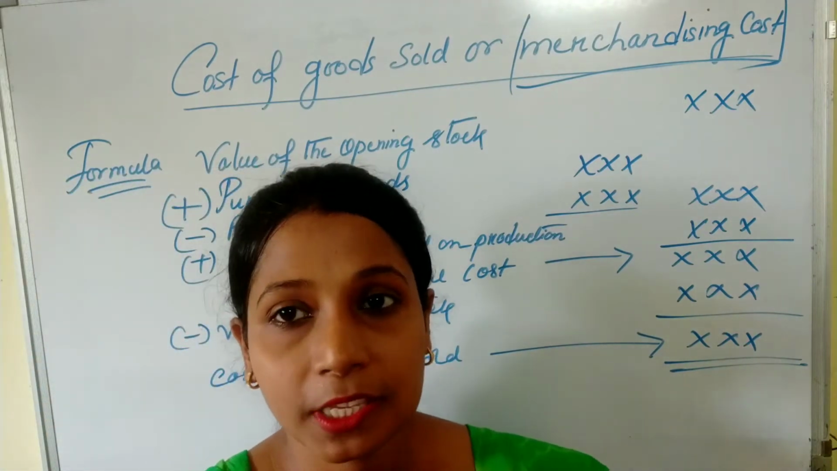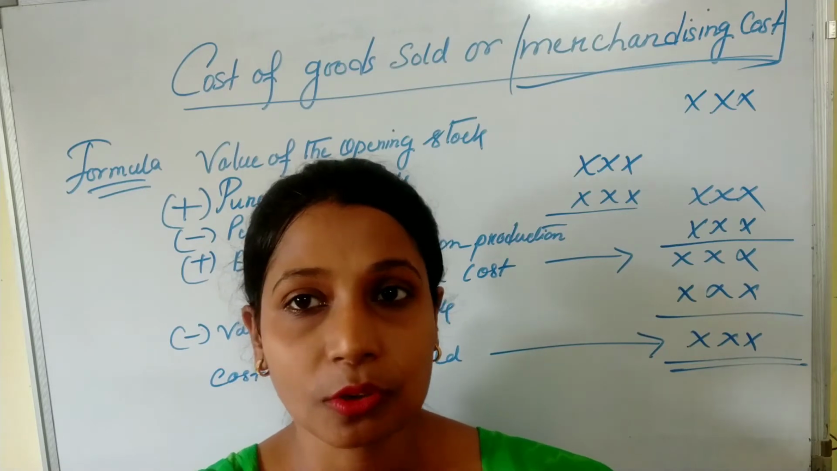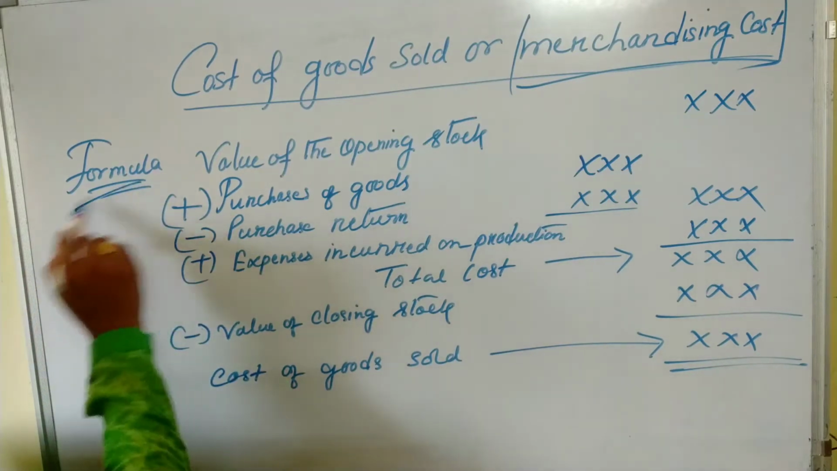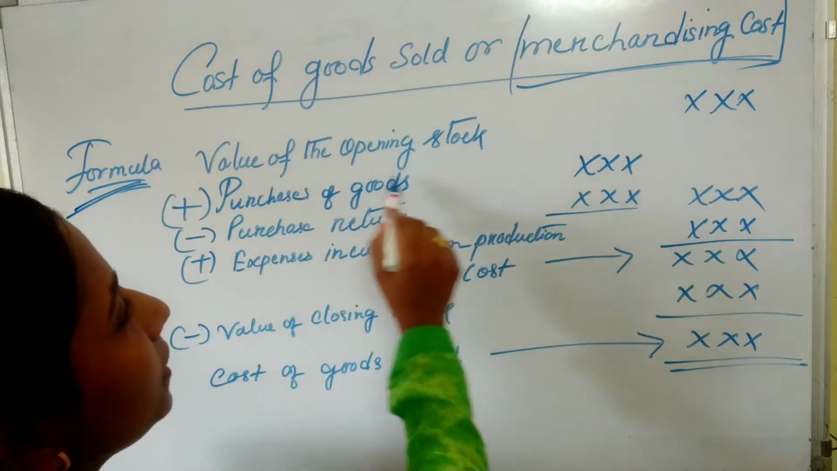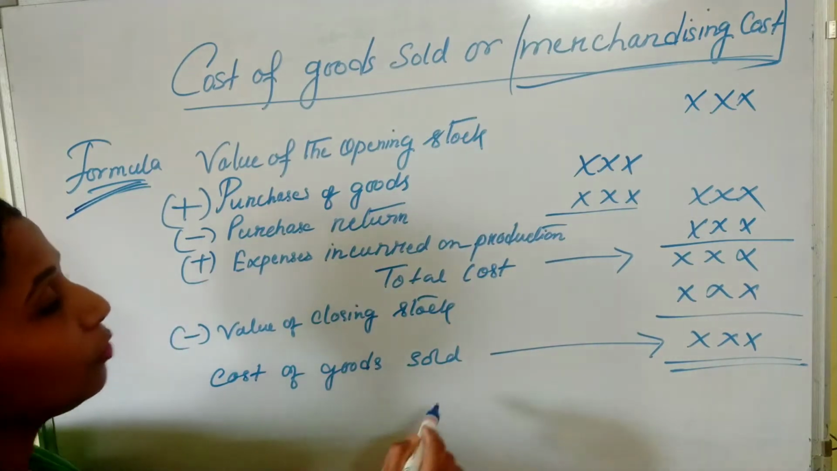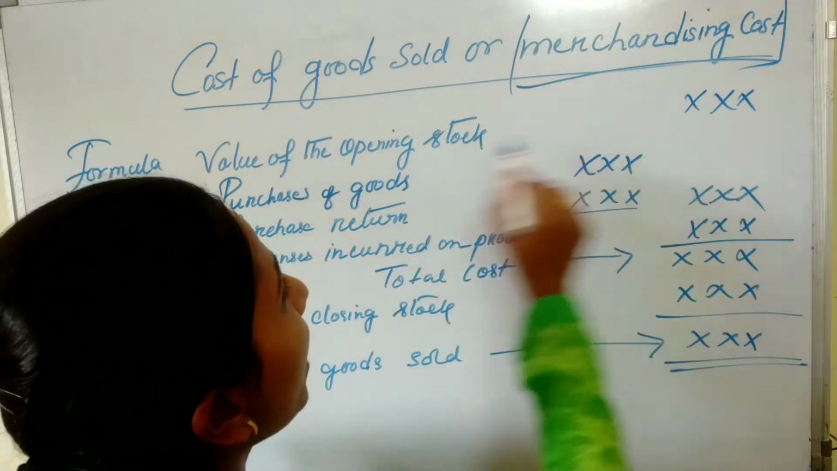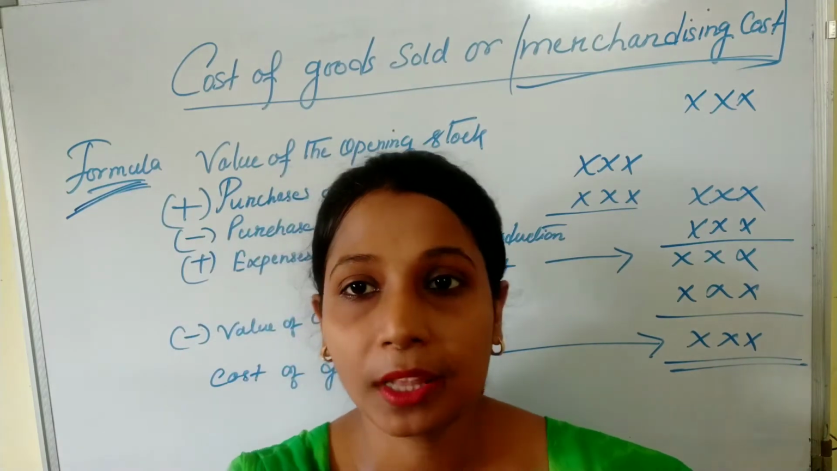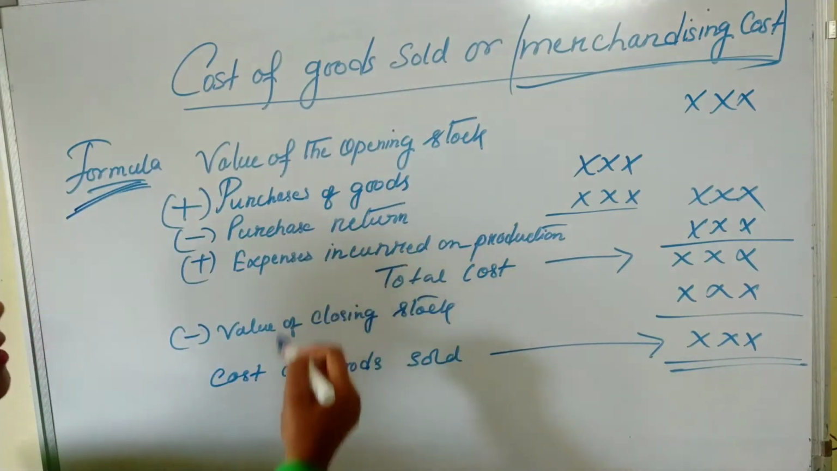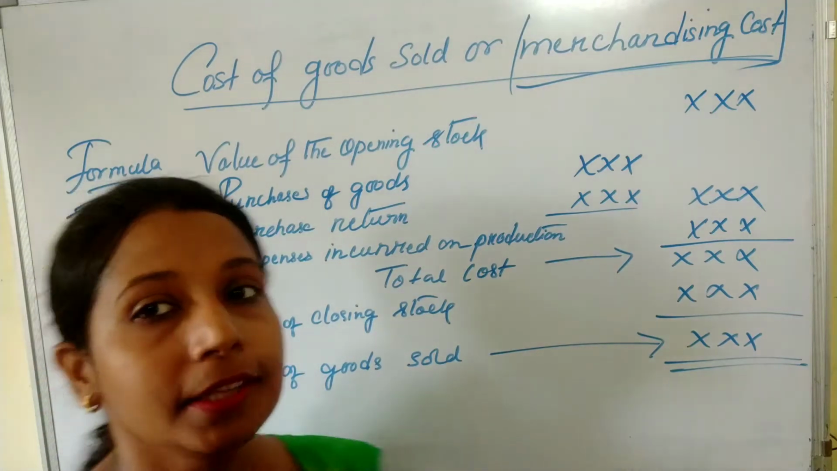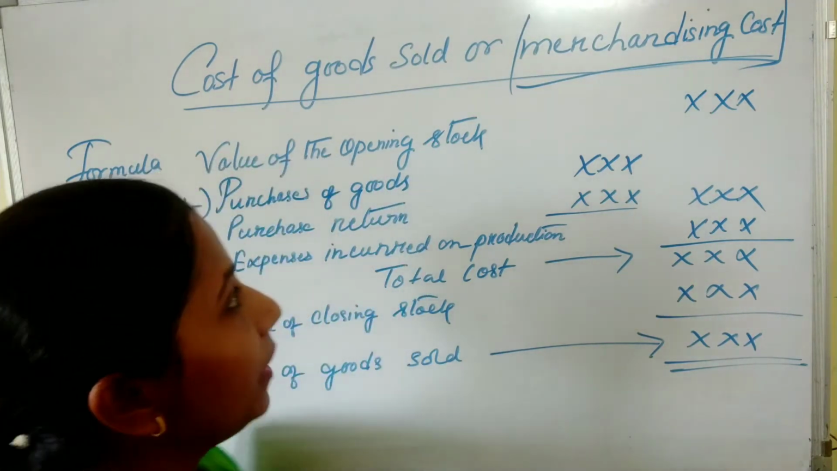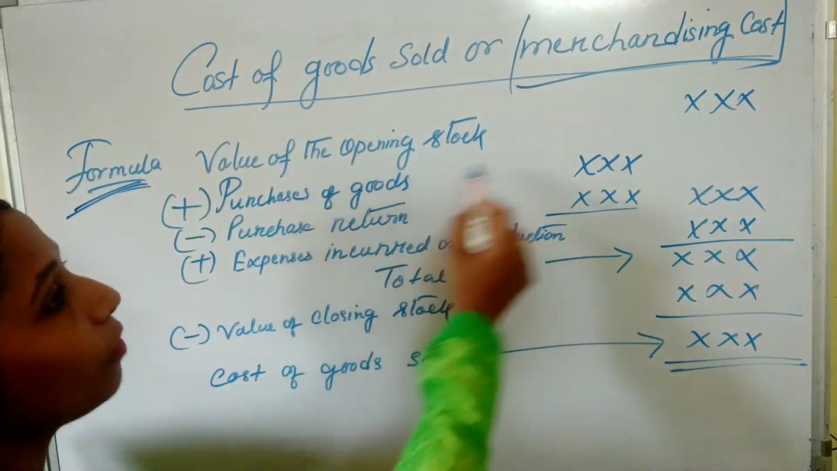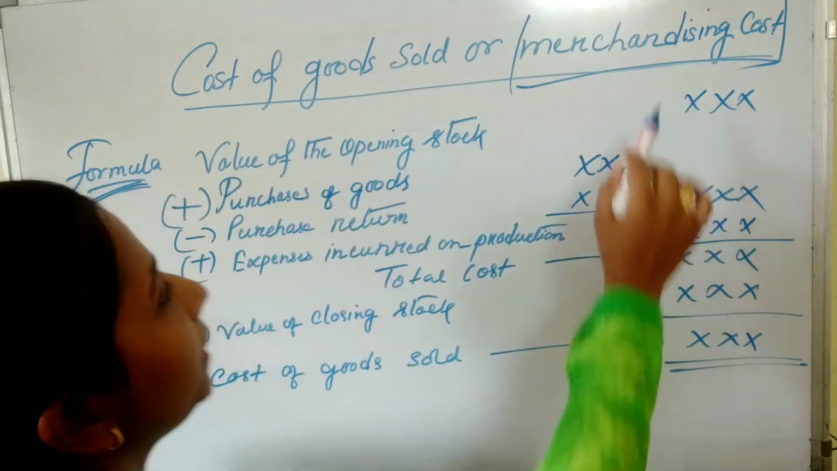Well, now we will see the formula of calculating cost of goods sold. First of all, the value of the opening stock. For finding cost of goods sold, first of all, we will write the value of the opening stock. Now you know well that one year's closing stock is the next year's opening stock.